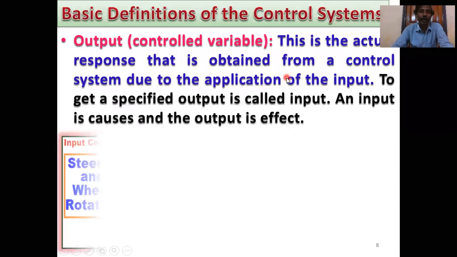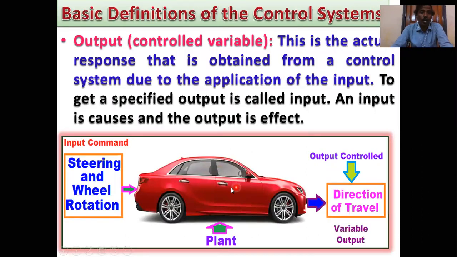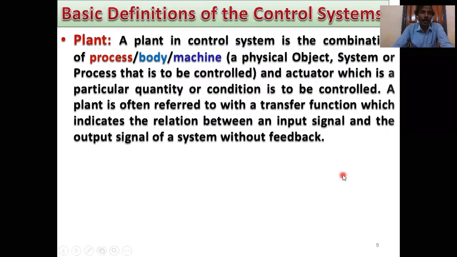So another definition: this is also the output variable, or control variable. Same example: input command, steering wheel rotation. This is the plant or process, and after operation, this is the direction of travel, and variable output, this is the output controlled. And what is a plant? What is a plant or process or machine?